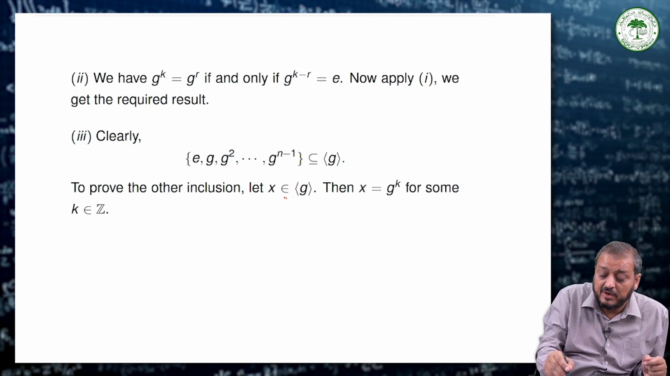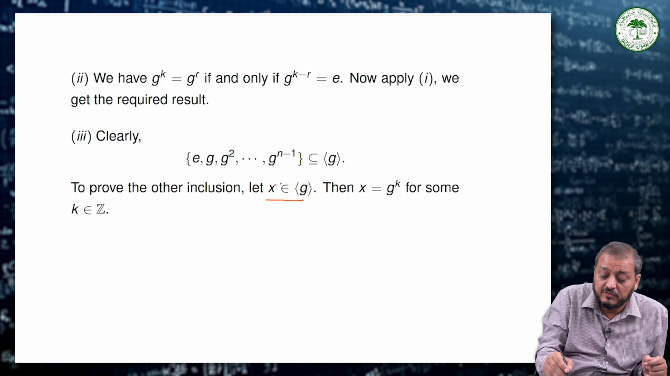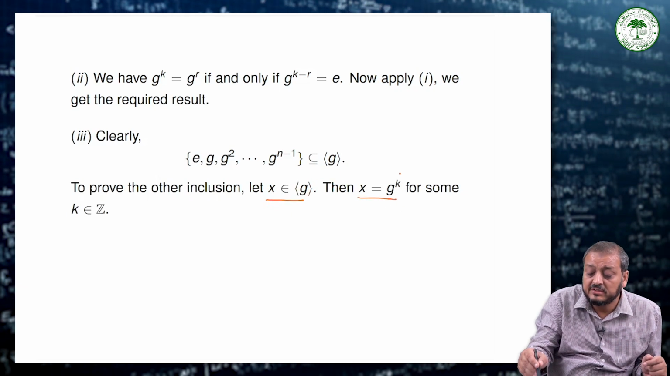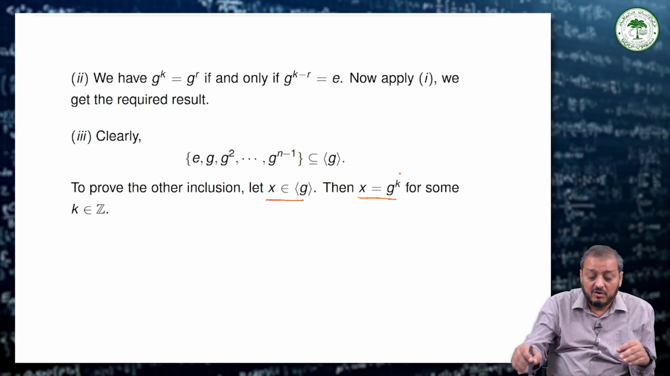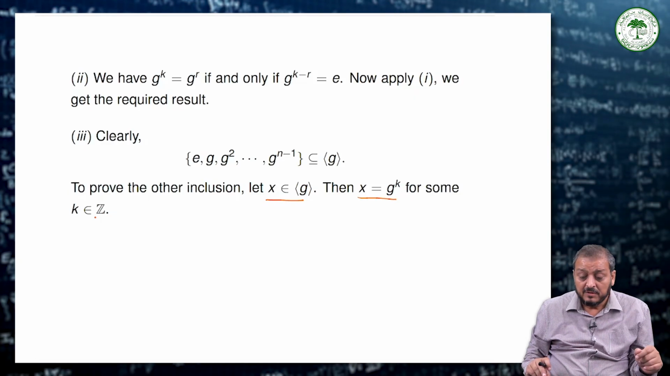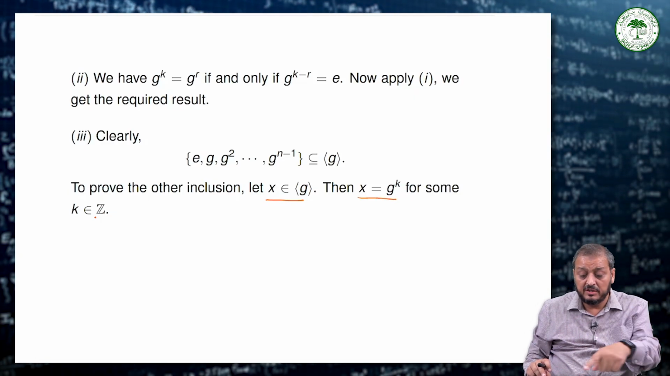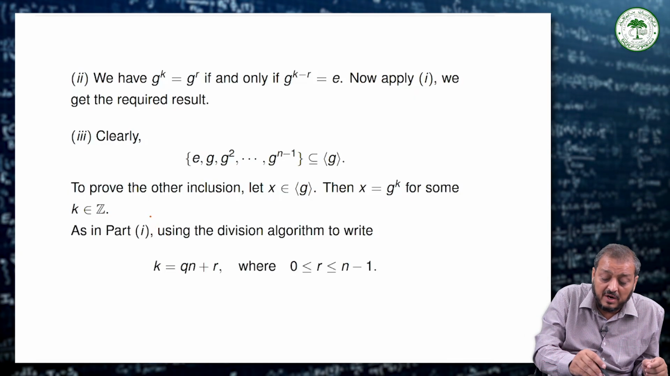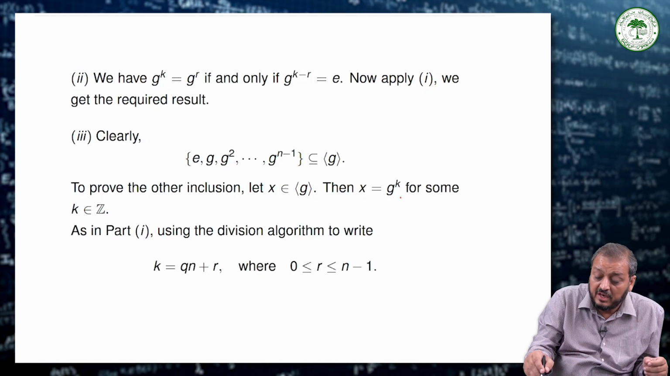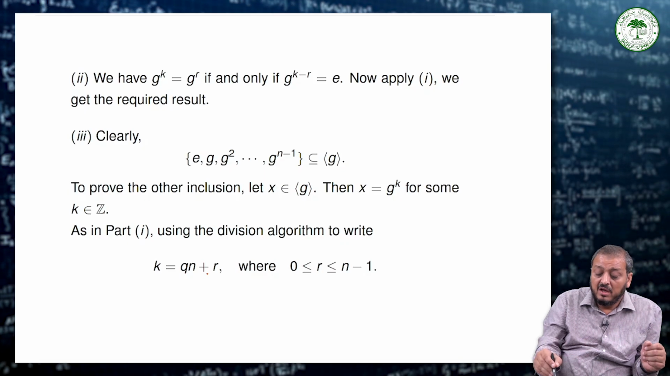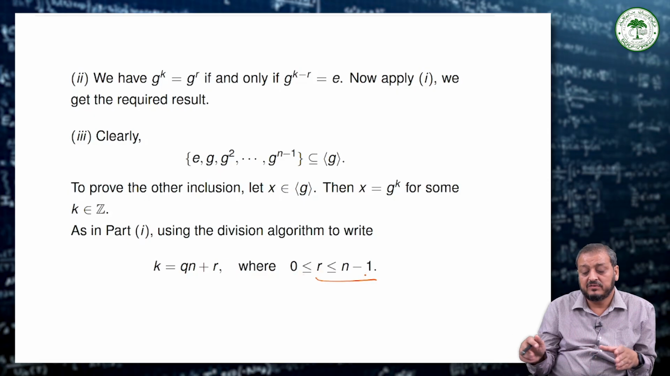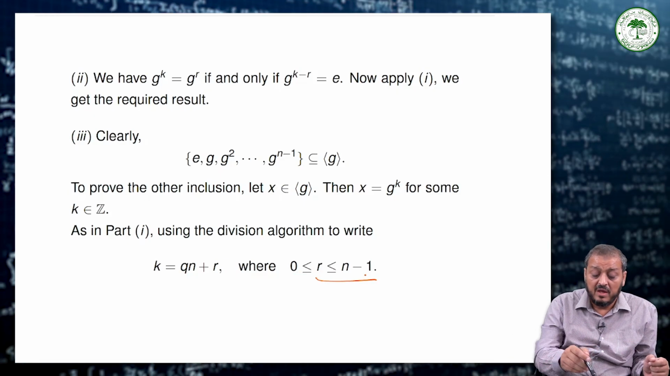Let x be an element of the subgroup generated by g. Then x is written as some power of g. Suppose x can be written as g to the power k for some k belonging to the integers. So x is written in this form. By using the division algorithm from part 1, k can be written as qn plus r, where r lies between 0 and n minus 1.